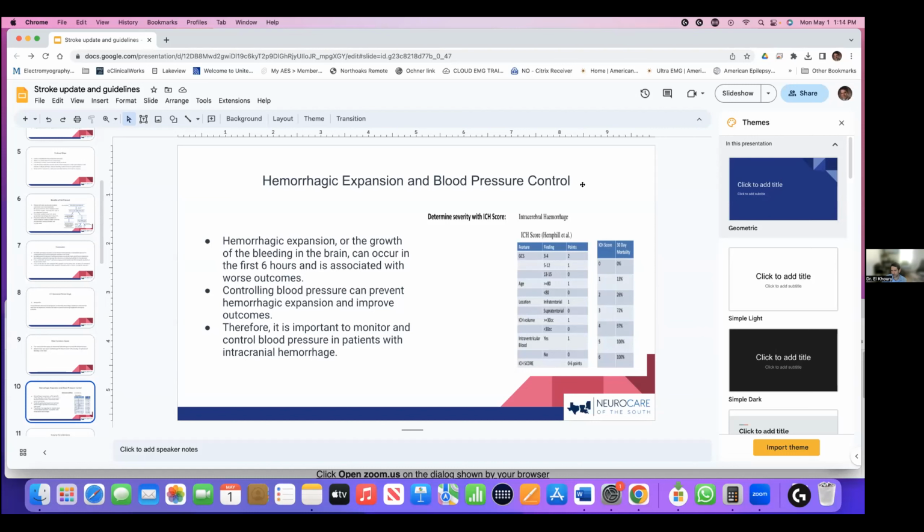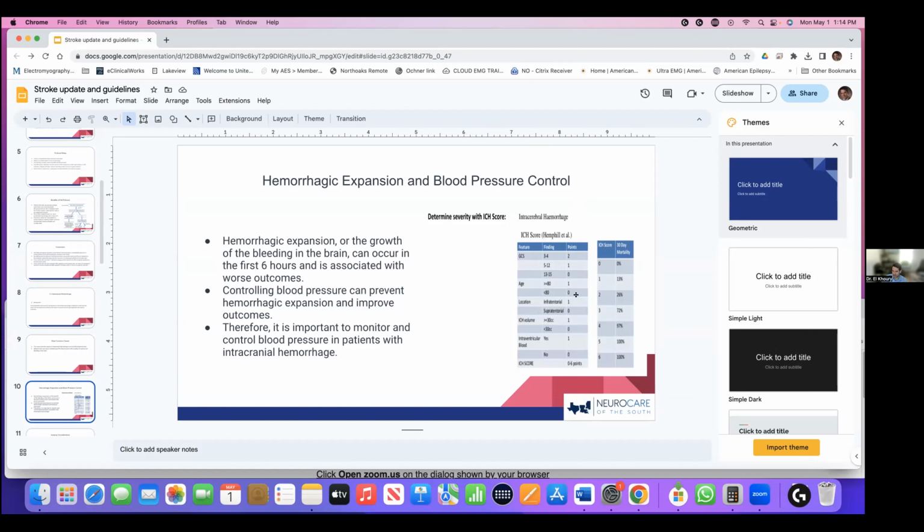There is a predictor of mortality in these patients. It's called the ICH score, and you have it here on your right side. The scoring depends on GCS. If you're 3 to 4, you get 2 points. 5 to 12, you get 1 point. If you're doing better, 13 to 15, you have 0 points. If you're older, you get a point.